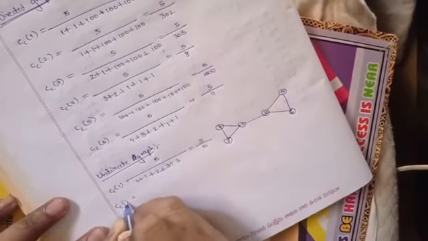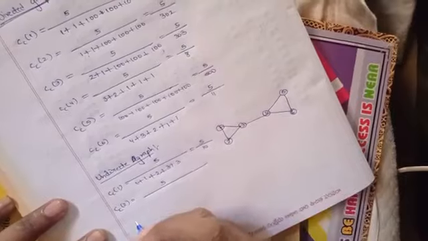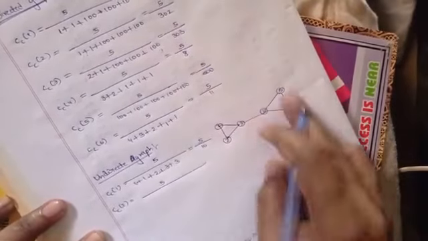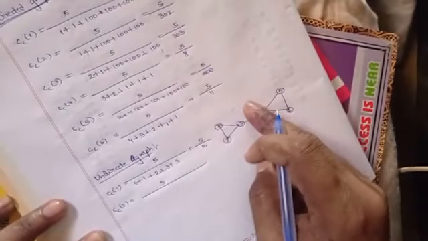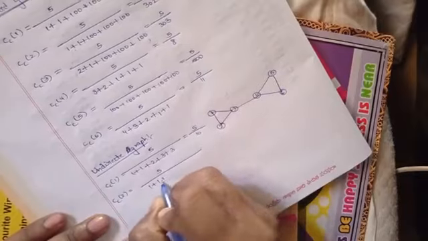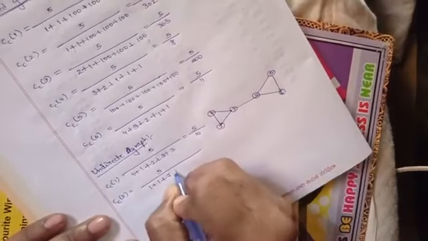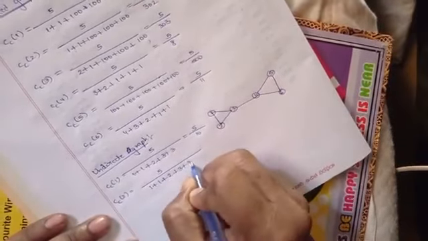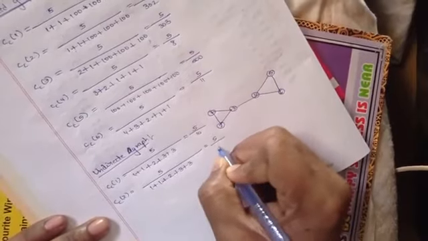Next CC of 2, 5 by, why am I taking 5? The number of vertices is 6. So 6 minus 1, so here the formula is n minus 1. That is 6 minus 1 is 5. So that's why I am taking 5 for all the numerators. So for 2 to reach 1, 1 plus, for 2, 2 plus, 3 plus 3. That is 5 by 10.